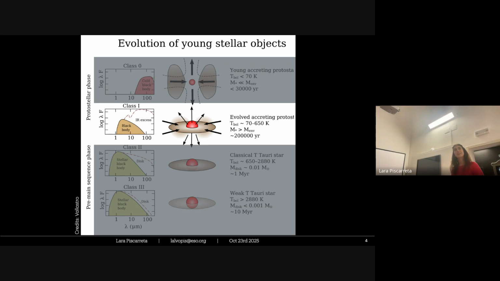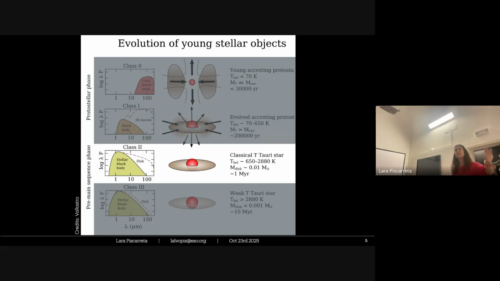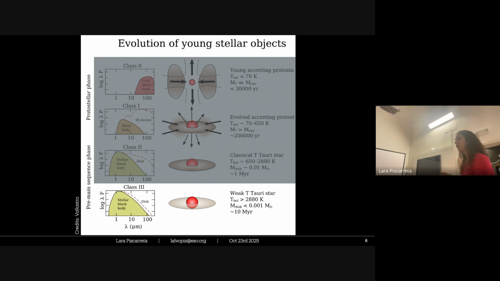Then we enter what we call the pre-main sequence phase, where we have a well-defined young stellar object in the center, which will still be accreting mass, but most of its mass has already been accreted by now. And we have a well-defined protoplanetary disk around it. And so we have the stellar black body with still an infrared excess, but less. And finally, we have the class 3, or what we call the weak T-Tauri star, where we basically don't have any infrared excess emission coming from the disk, or we have really a very small portion still, and basically the emission comes from the star itself.